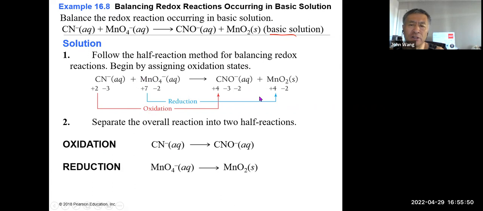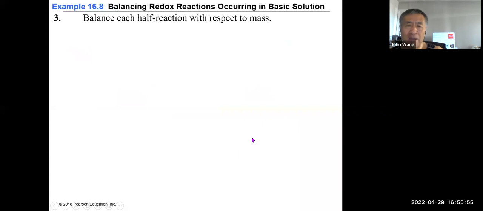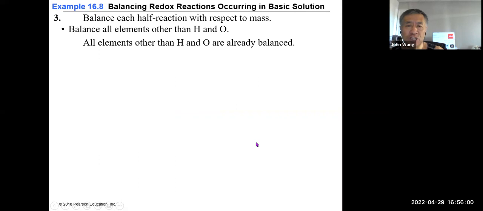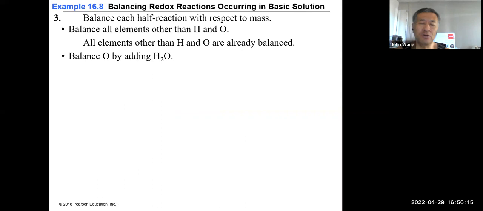Okay, so we have these two equations, and then we are going to balance both of them, balance the atoms and balance the charge. When you balance the atoms, you balance the atoms first, then the charge. When you balance the atoms, you have a procedure: you balance the atoms that are not O and H, then you balance O, then you balance H. Okay?